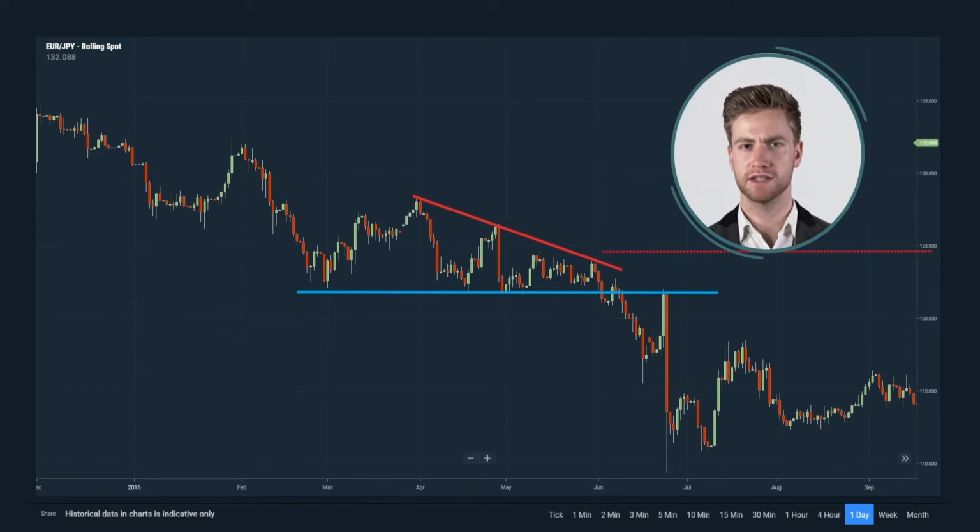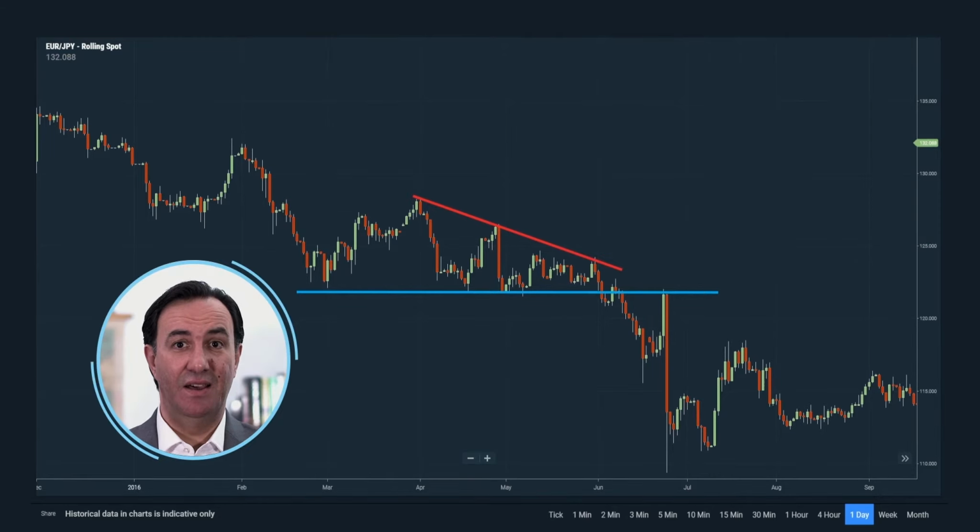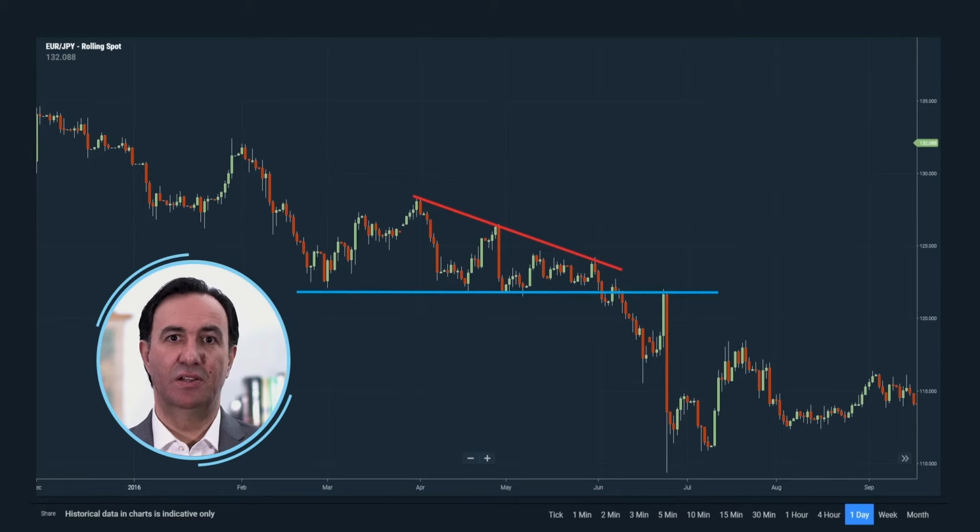The price later returned to test the resistance again and then dropped like a stone. That's some fall. Yes, that was the day after the Brexit referendum. Traders trading this descending triangle in the way described would have been on the right side of that move.